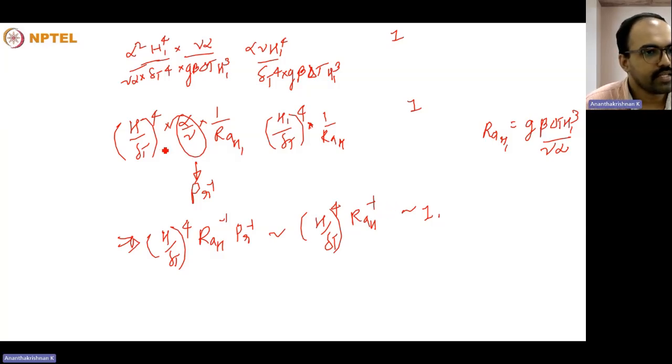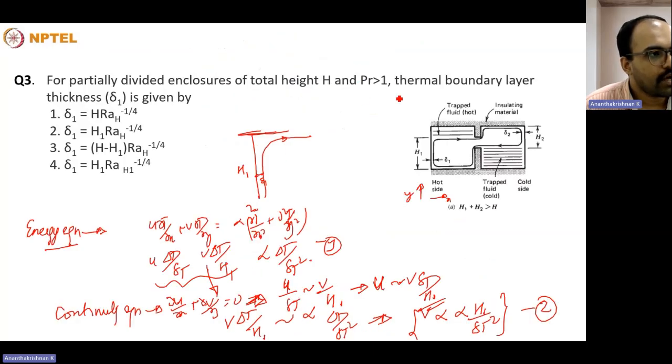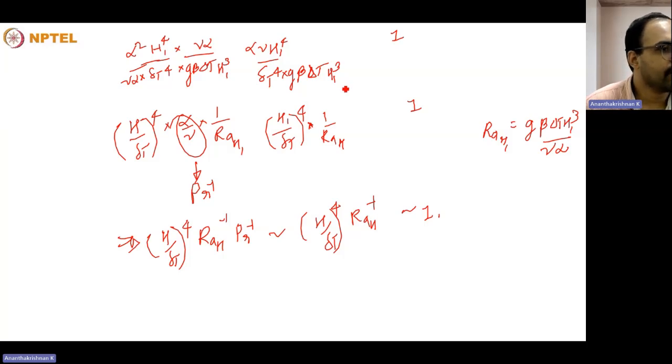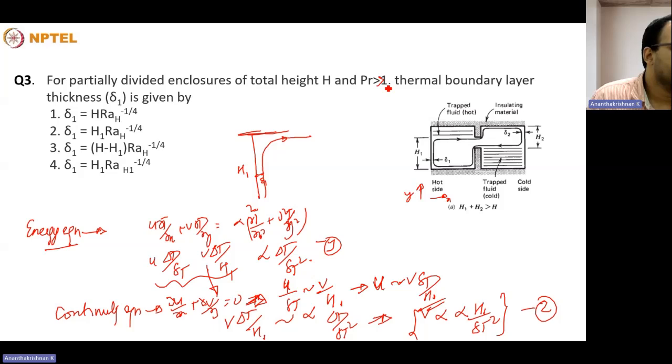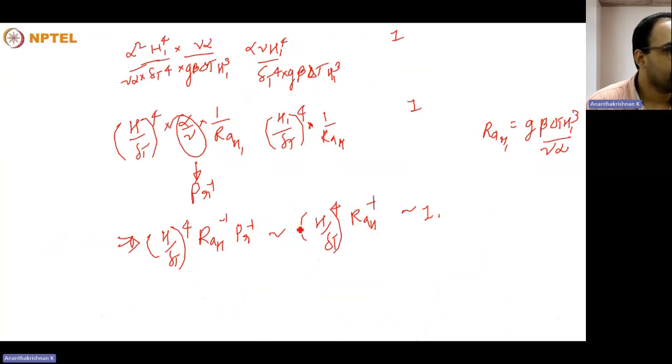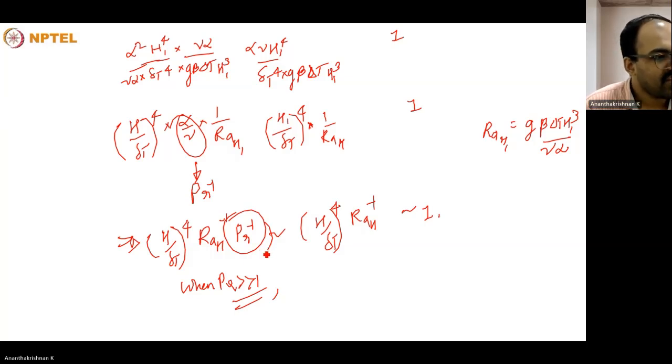So what we could see is that in this particular problem, they have mentioned a total height of h with an individual height of these obstacles from the bottom h1 and from the top h2, and h1 plus h2 is greater than h, and Prandtl number is greater than 1. So we can assume Prandtl number to be significantly greater than 1. In that case, when Prandtl number is very much greater than 1, this particular term will be very much less compared to the second term.